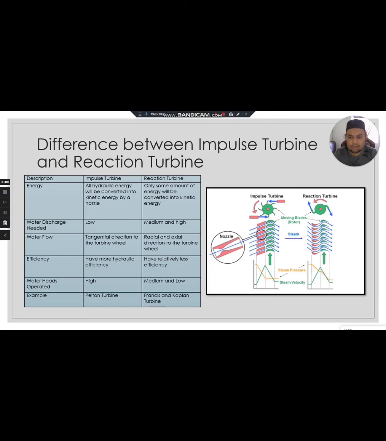Next, the water discharge needed by an impulse turbine is low, and for the other it is medium and high. Water flows tangentially to the turbine wheel for impulse, and for reaction it is radial and axial. For efficiency, impulse has more hydraulic efficiency, while the reaction turbine has relatively less efficiency. For the operating water head, the impulse turbine is high, meanwhile the reaction turbine is medium and low. An example of an impulse turbine is the Pelton turbine, used in this experiment, and the reaction turbines are the Francis and Kaplan turbines.